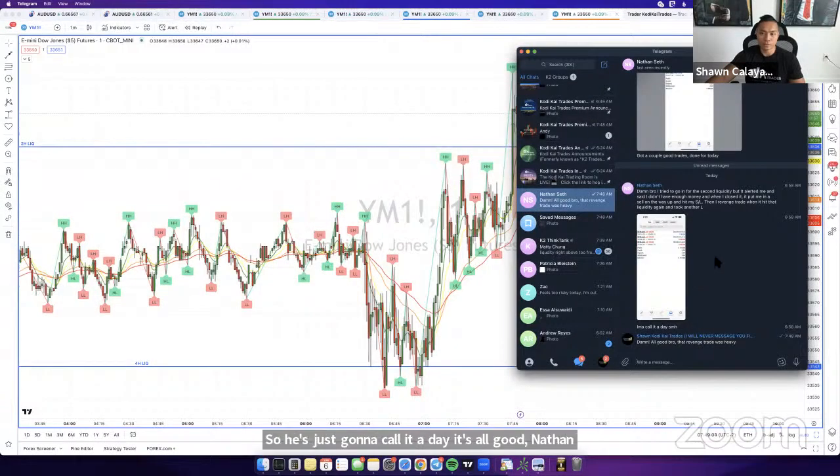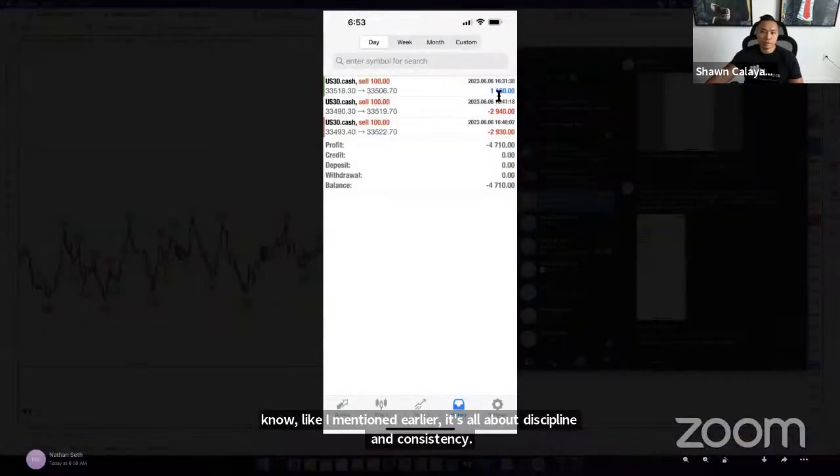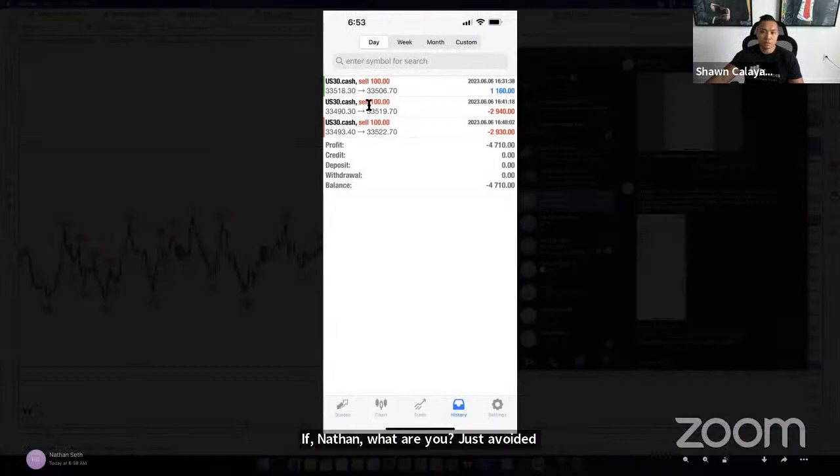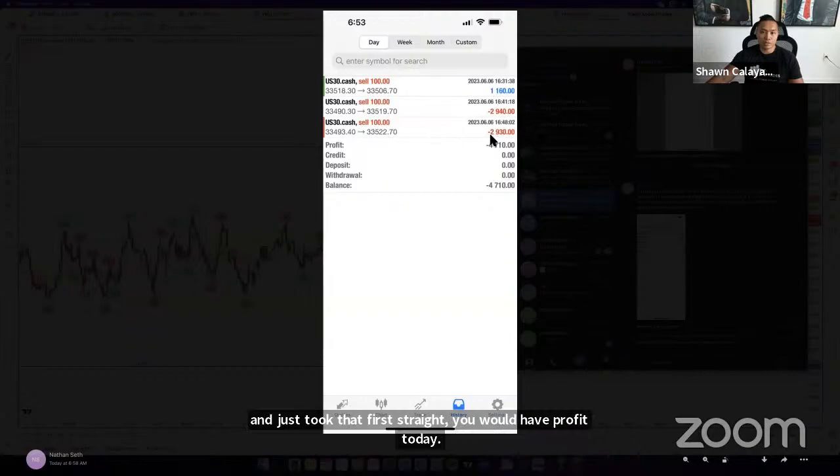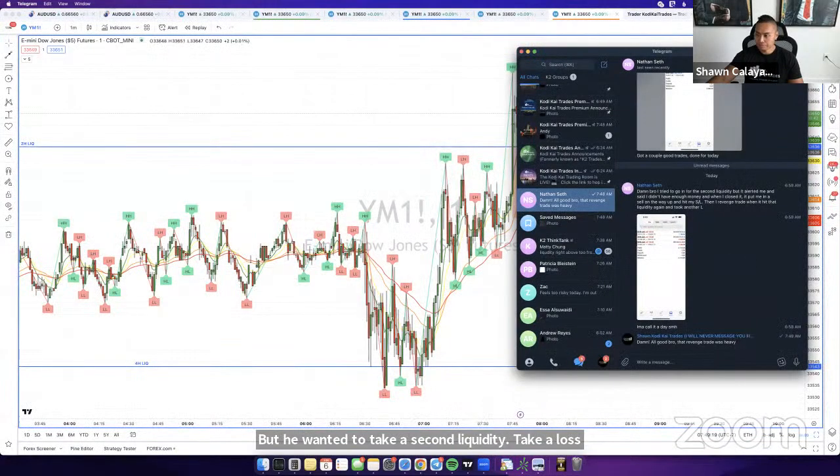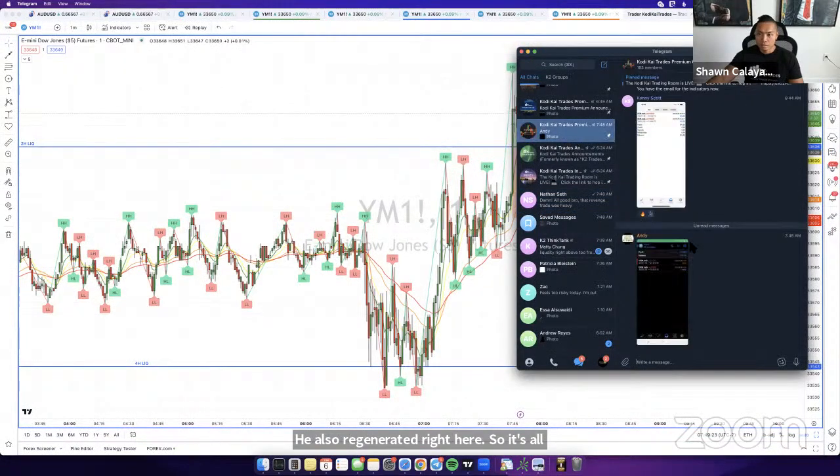So guys, just keep that in mind. Like I mentioned earlier, it's all about discipline and consistency. If Nathan would have just avoided the second trade and just took that first trade, he would have had profit today. But he wanted to take a second liquidity, took a loss right there, and then he also revenge traded right here. So it's all good. And you know what happens.